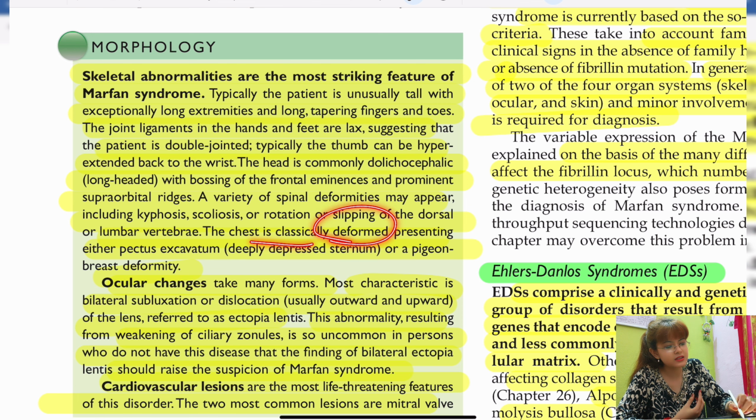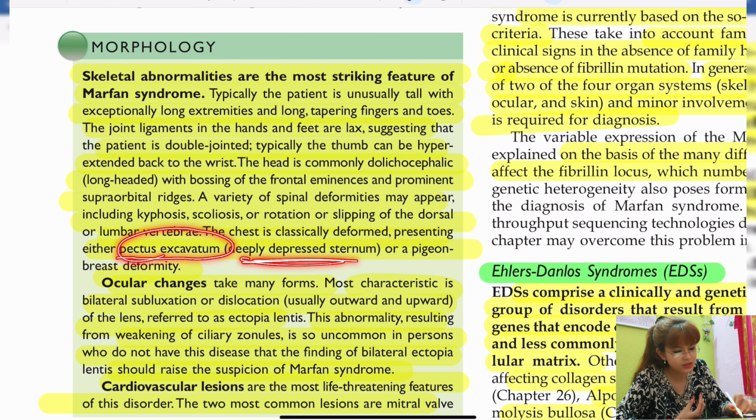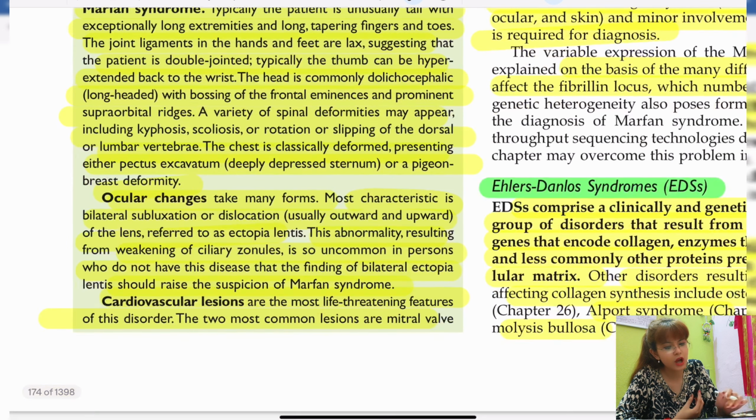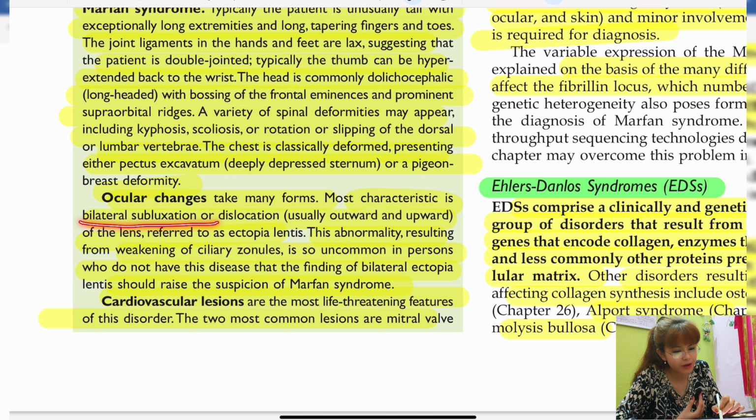The chest is classically deformed, presenting with either pectus excavatum, which is the depressed sternum, or a pigeon breast deformity. Ocular changes are there. The most characteristic change is the bilateral subluxation or dislocation, usually outward and upward.